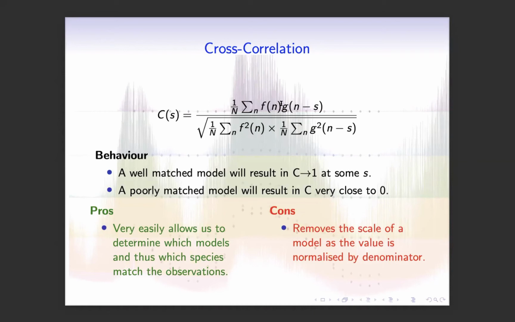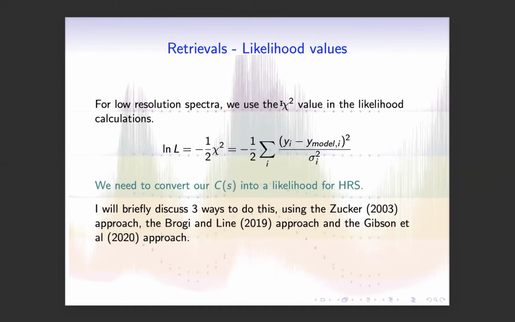So at low res, what we use is the chi-squared value in our retrievals. And that's very easy to do. You have your data and you have your model data points and you have the error bar, and you can just calculate that very easily. What we need basically is a way to convert our cross-correlation value or something very similar to it into a likelihood that we can use for high resolution. Now I'm going to briefly discuss three ways to do this.